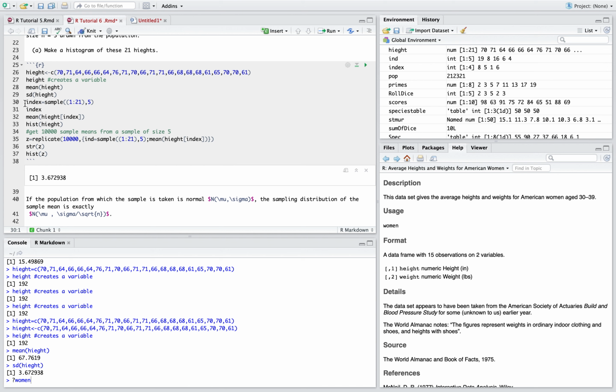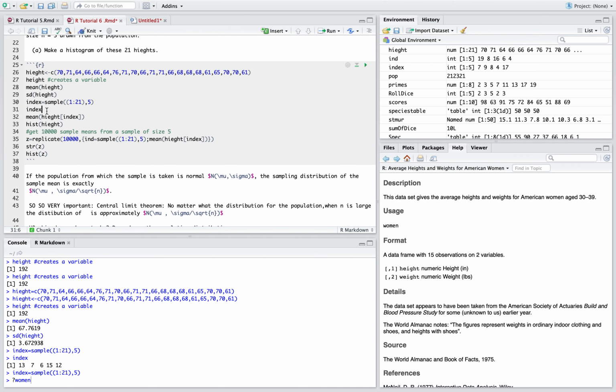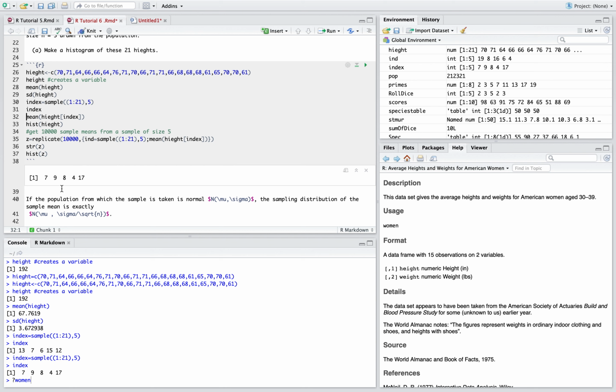But then what I want to do is create an index. And that index is going to be a sample of, because I've got 21 students here, that index is going to go from 1 to 21 and pick 5. So I create an index. Here's my index, these five numbers. So I'm going to pick the 13th, 7th, 6th, 15th, and 12th student. If I define it again, it'll change. So now I'd pick the 7th, 9th, 8th, 4th, 17th student. So this is saying I'm picking five numbers between 1 and 21.